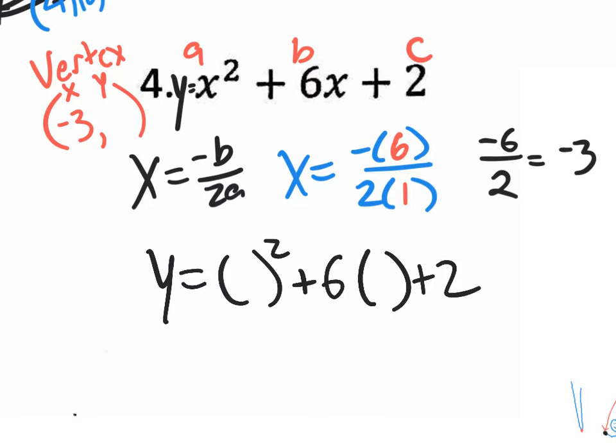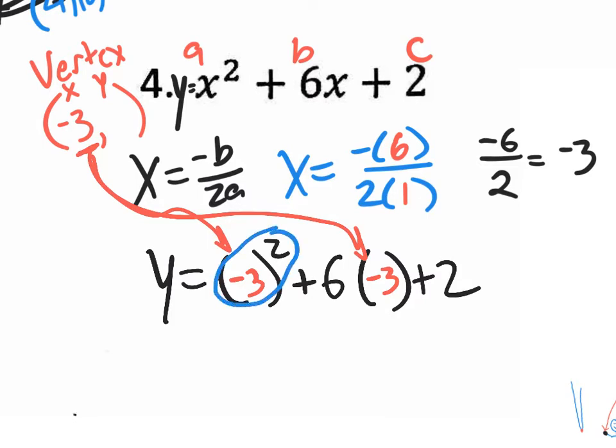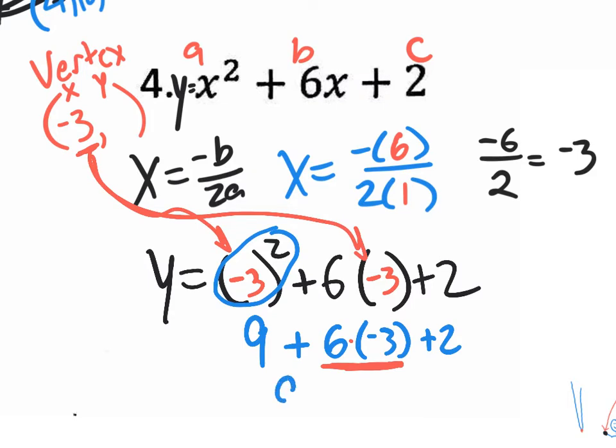Now I'm going to plug in my vertex x value right there and over here. Actually, it's negative 3. So when I do plug it in and I do the math, PEMDAS always start with exponents. Negative 3 squared, that's positive 9. Bring down the plus 6, bring down the times negative 3 and the plus 2. After that, we're going to do multiplication. Here's multiplication. What's 6 times negative 3? Negative 18. So we really have 9 minus 18 plus 2.